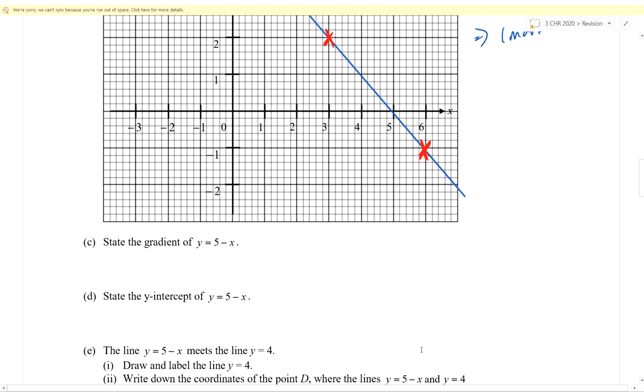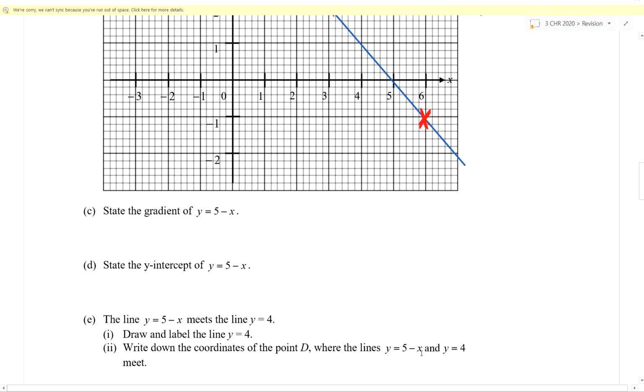State the gradient again, state. So state means I don't need to calculate, I can see the gradient from here. Compare this with y equals to mx plus c. Now at the moment it is y equals to something minus x, but I can rearrange the 5 and the negative x. So my equation becomes y equals to negative x plus 5. Can you see that they are the same? Negative x plus 5 and 5 minus x. Then now we can compare. Oh, y and y. Equal and equal.